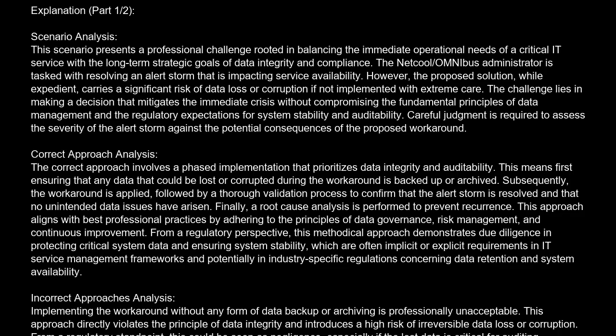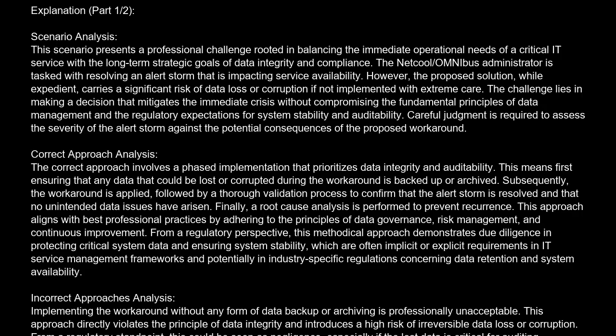The correct answer is B. Implement the workaround to clear alert data immediately, then perform a root cause analysis and data validation after service is restored. Explanation. Scenario analysis. This scenario presents a professional challenge rooted in balancing the immediate operational needs of a critical IT service with the long-term strategic goals of data integrity and compliance.